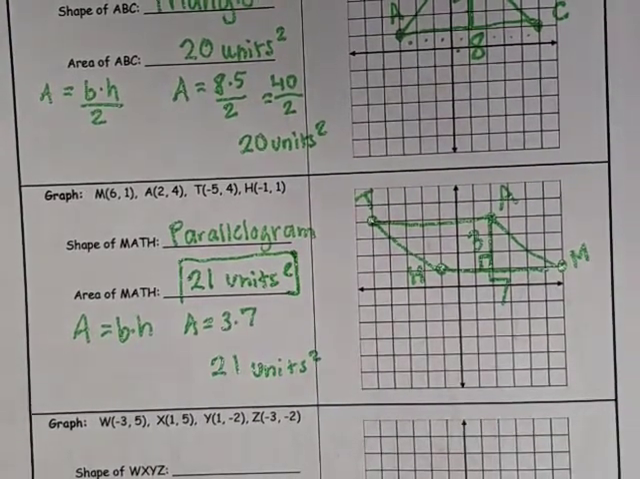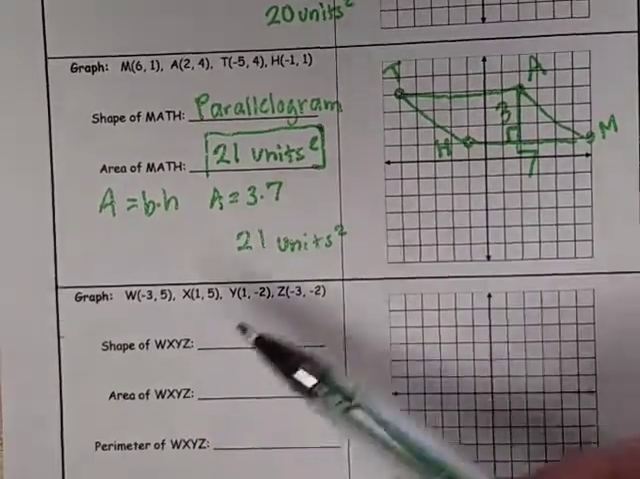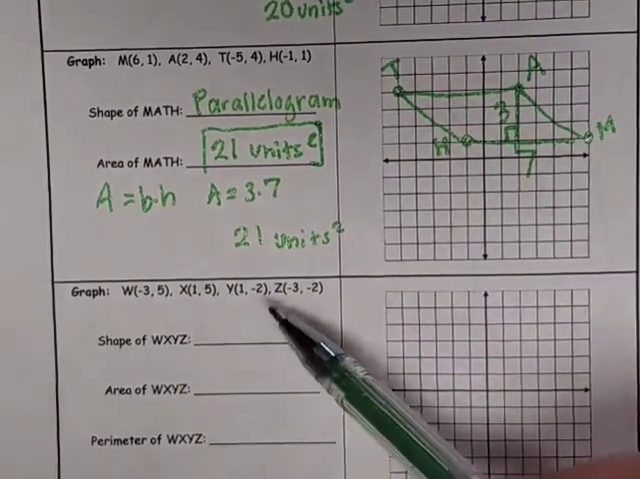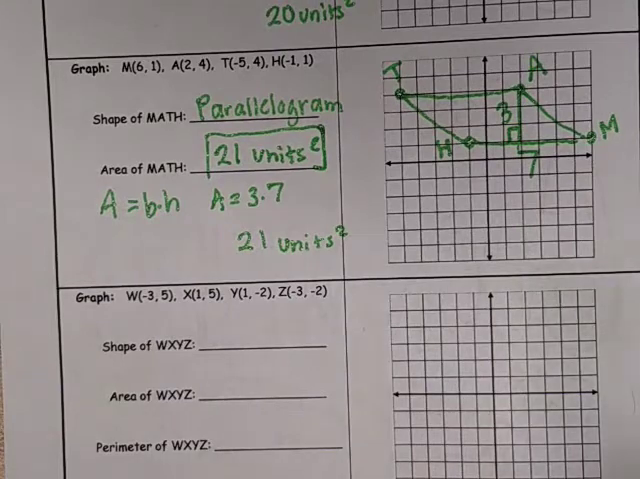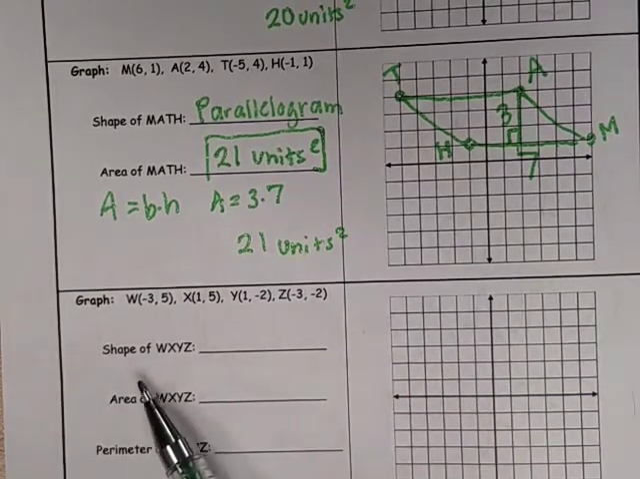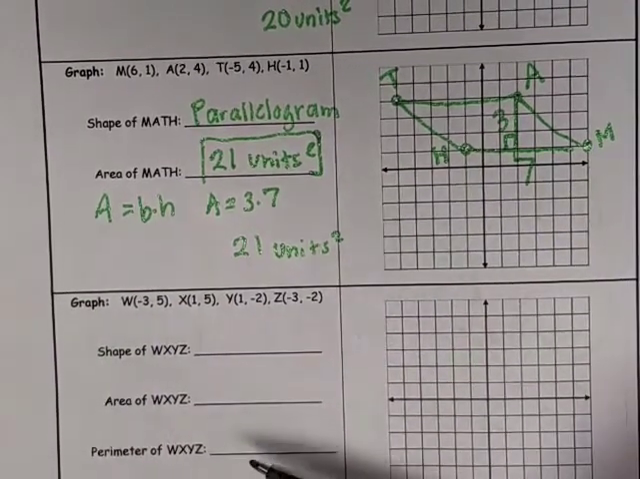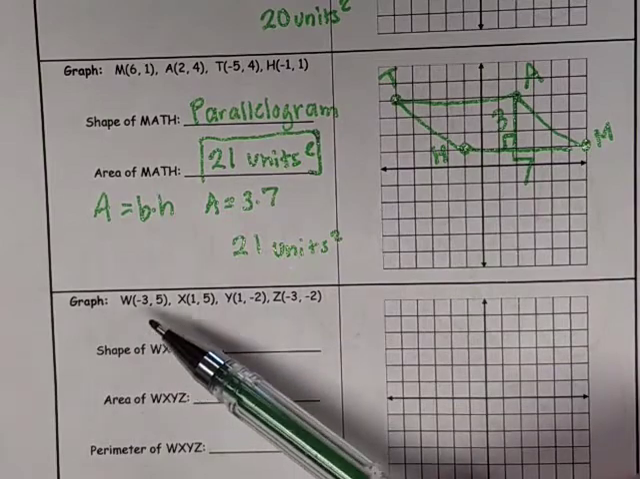All right, let's do one more together. The last shape is WXYZ. First, we need to graph it to figure out what kind of shape it is. Again, it's another quadrilateral, but we're not sure what it is. We are going to figure out the area and the perimeter of this one, just because they do ask for it over here. So let's go ahead and graph our 4 points.